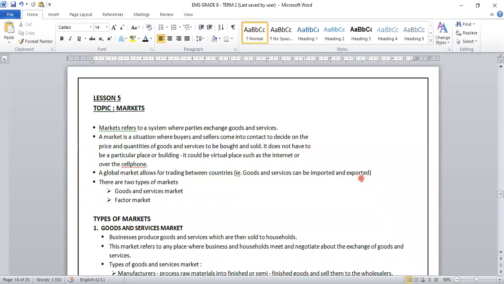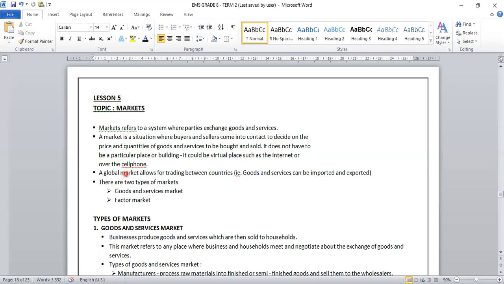Today we're looking at lesson 5, and our topic for today is markets. What are markets? Markets refers to a system where parties exchange goods and services. A market is a situation where buyers and sellers come into contact to decide on price and quantities of goods and services to be bought and sold. It does not have to be a particular place or a building. It can be a virtual place such as the internet or over the phone.